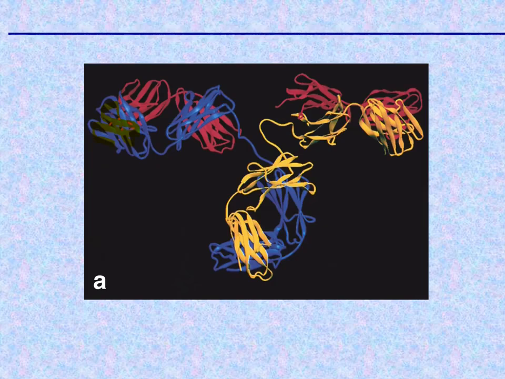So these areas here, this area here, here, let's try this color. This area here is a beta pleated sheet. There's a beta pleated sheet. There's one on the light chain. There's another one on the light chain, etc.